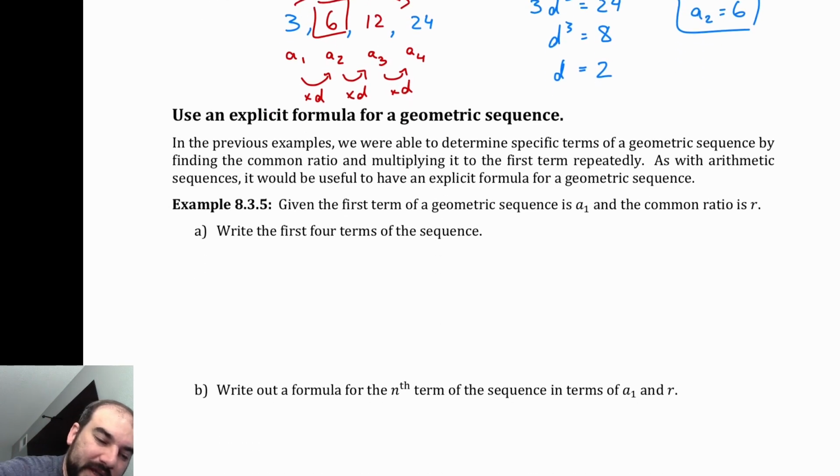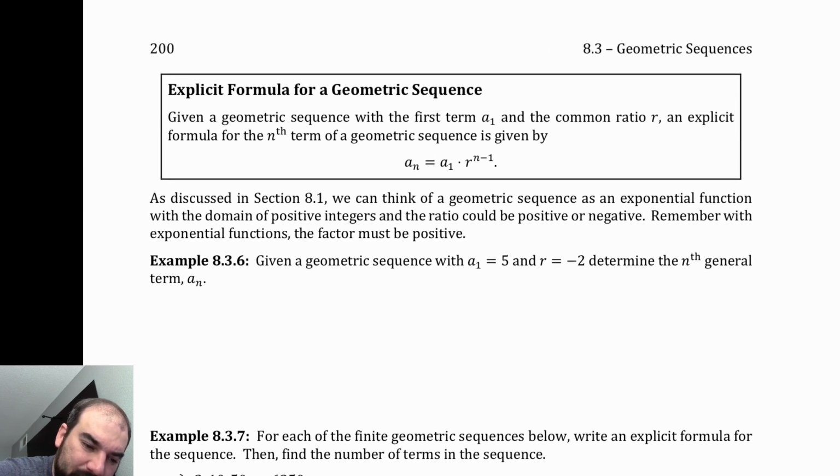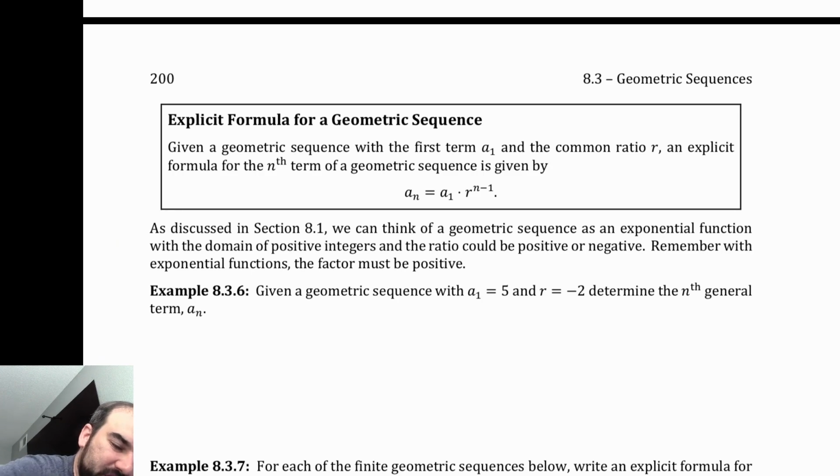All right, and then finally, I don't think the video went over this, but I'm going to go over the explicit formula for a geometric sequence as well, given here. It kind of makes sense to do the arithmetic and geometric in the same day. To find the nth term of a geometric sequence, all we do is take the first term, multiply by the common ratio raised to the n minus 1 power.